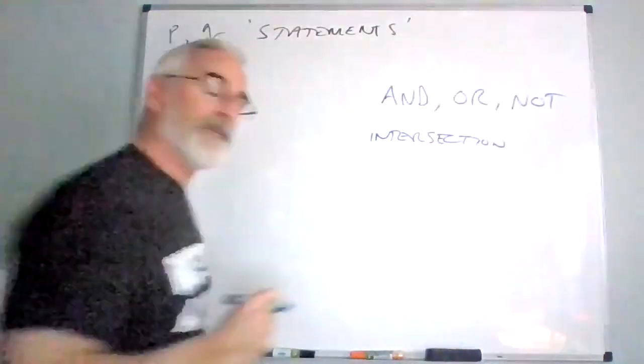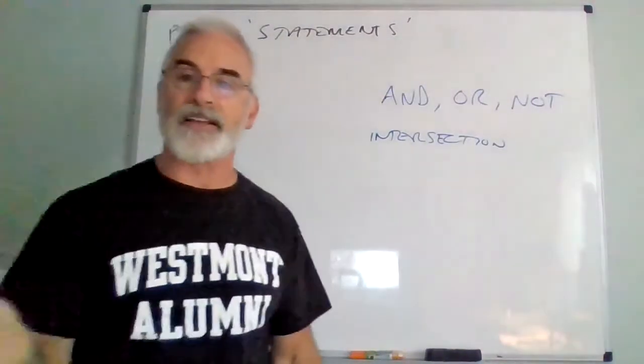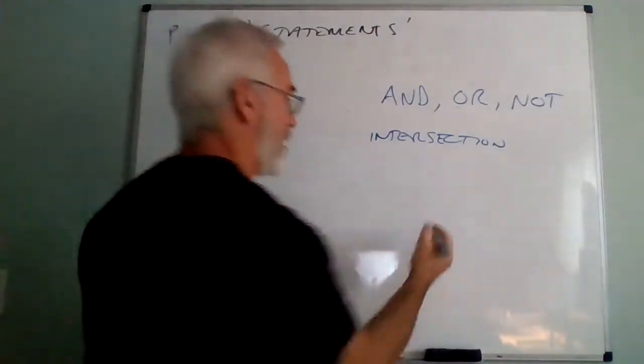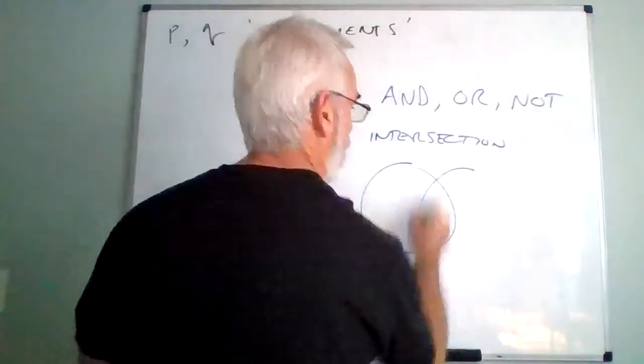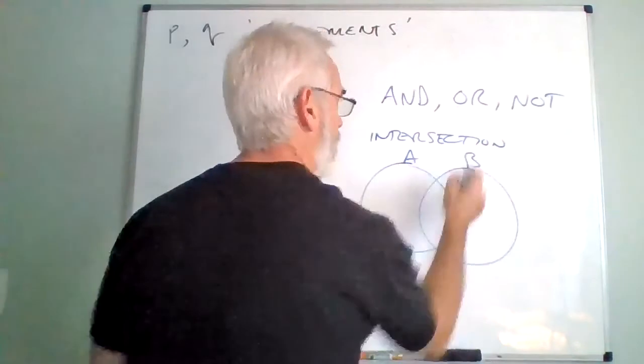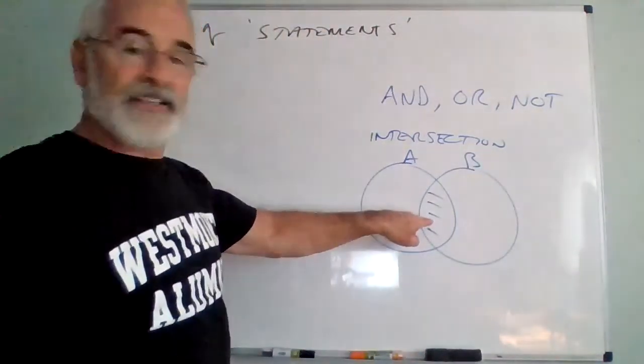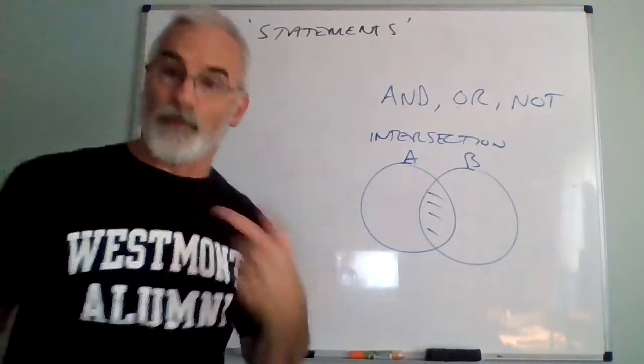If I'm talking about sets, if you're in set A and you're in set B at the same time, then you're in the intersection of A and B. So using a Venn diagram, this is the part that's in A and in B at the same time. So a lot of you are familiar with that.